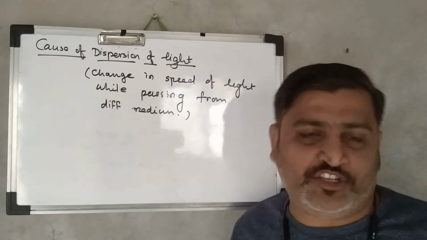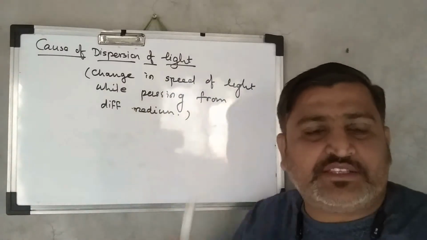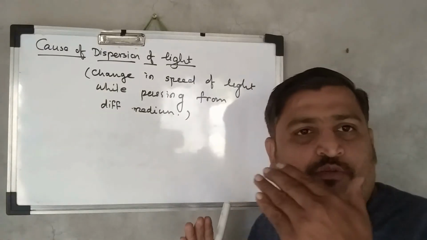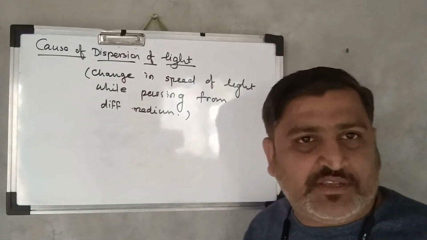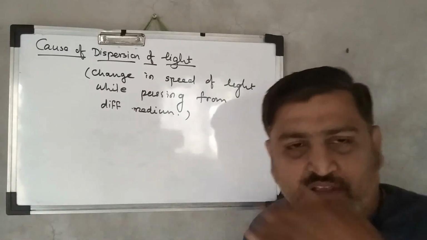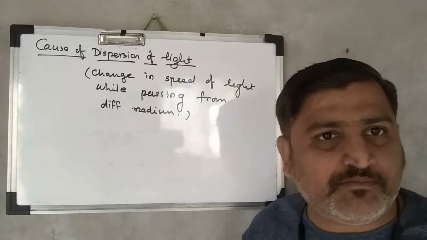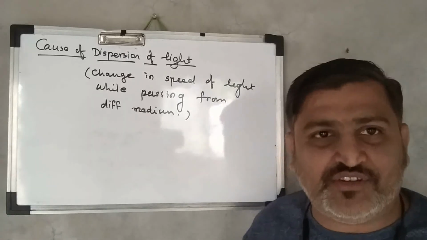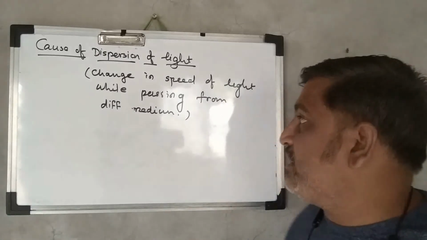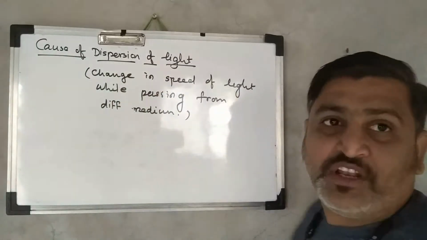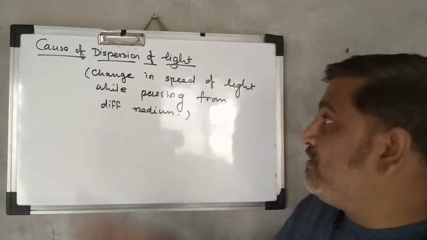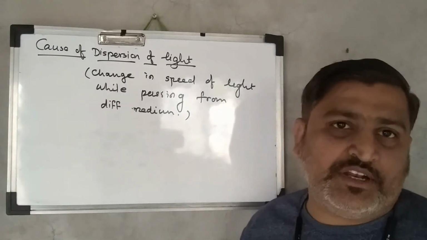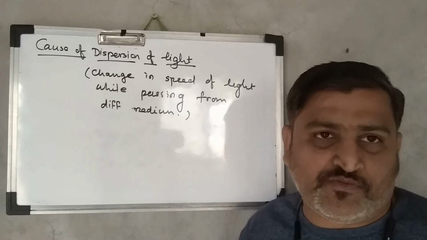As I told you in the example of the prism, a monochromatic beam of light is allowed to fall on the prism from the air medium, and it passes into the glass medium through the prism. The medium gets changed, so the speed of light also changes. And because of this change in speed of light, you find the dispersion of light. So what is the cause of dispersion of light? Change in speed of light while passing from one medium to another medium. This is the cause of dispersion of light.